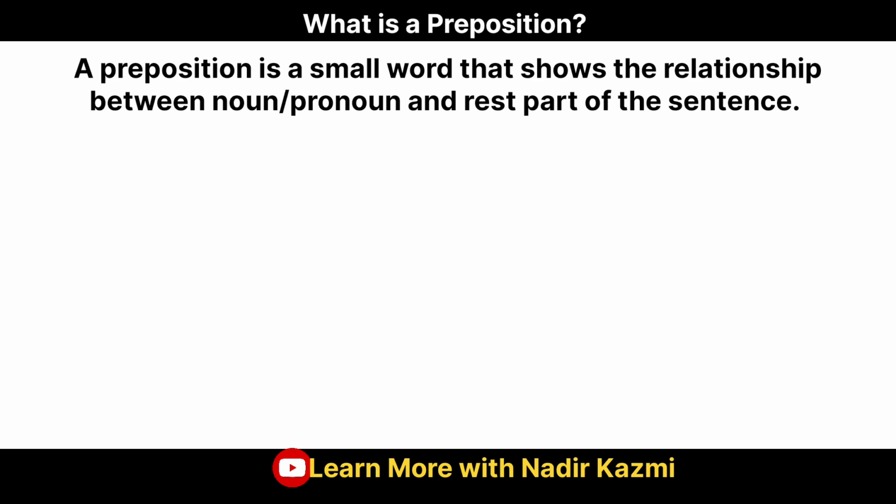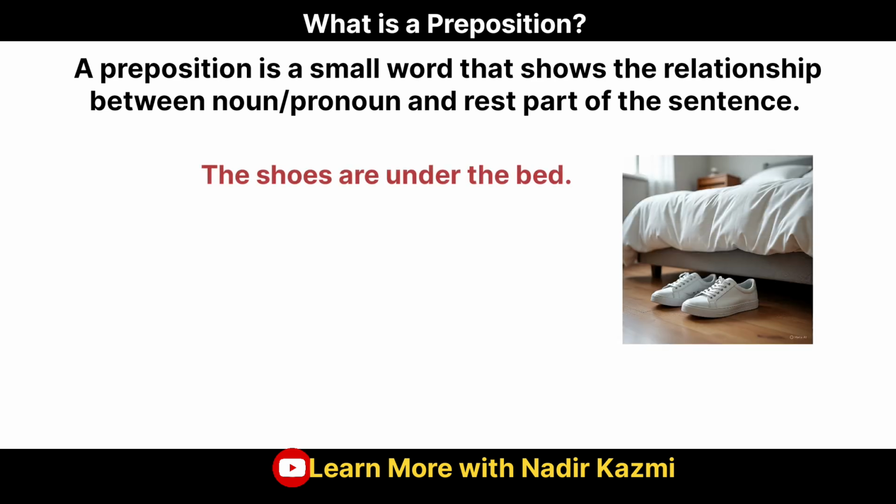in a sentence. For example, if I say, the shoes are under the bed. Here in this sentence, the word under is a preposition. Why? Because it is showing the relationship of shoes and the other part of sentence, the bed. It is telling the position or the place that where these are. These are under the bed.